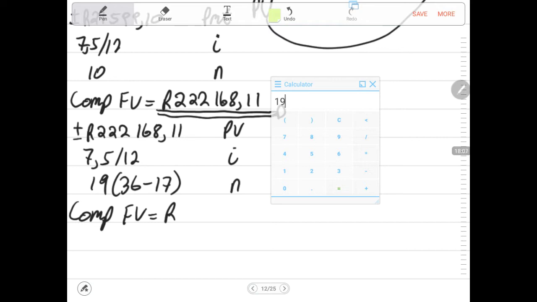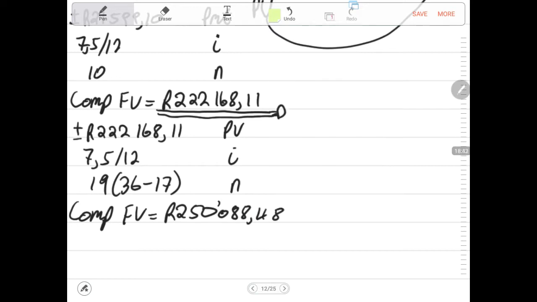250,000 and 88 rand 48 cents. So now this will be the future value.